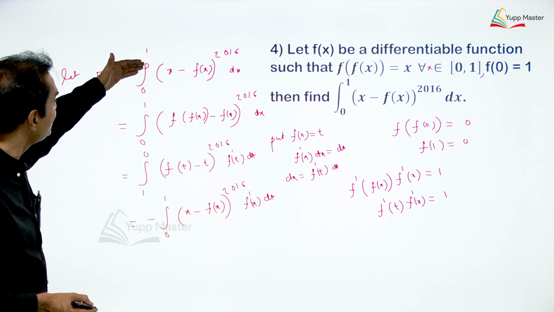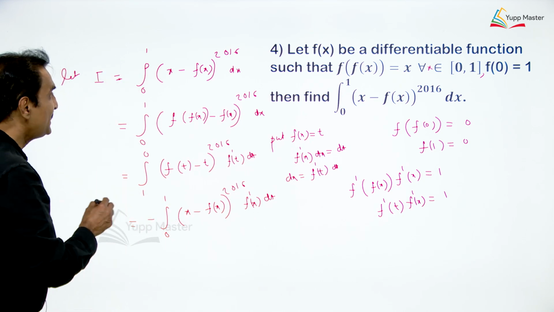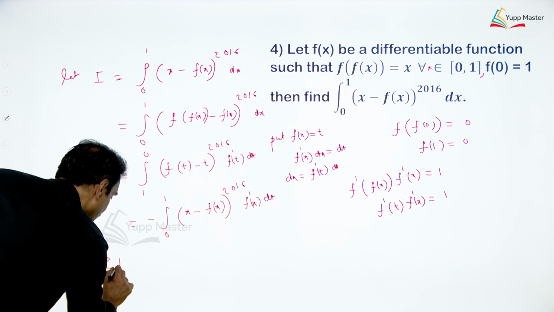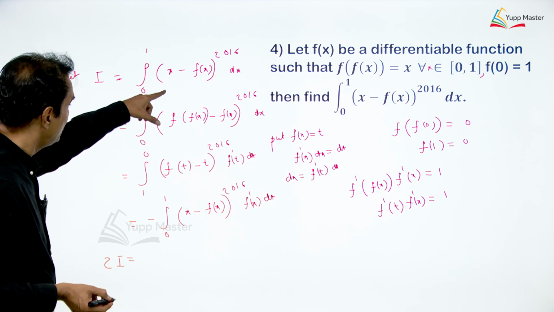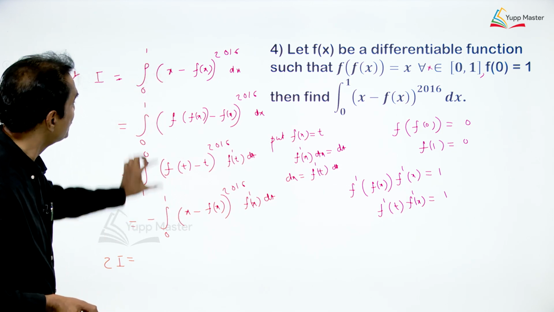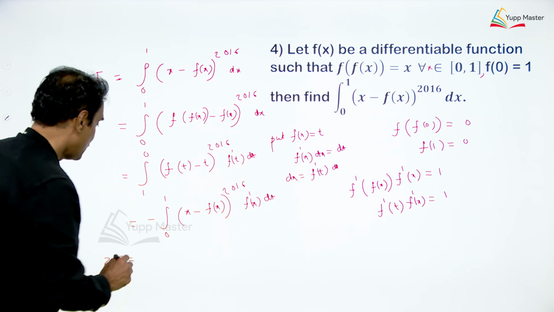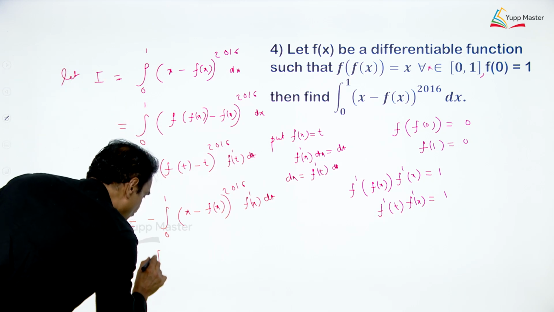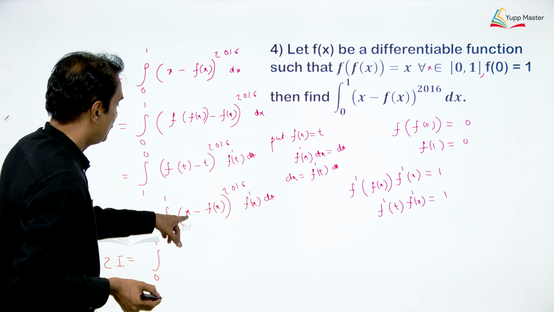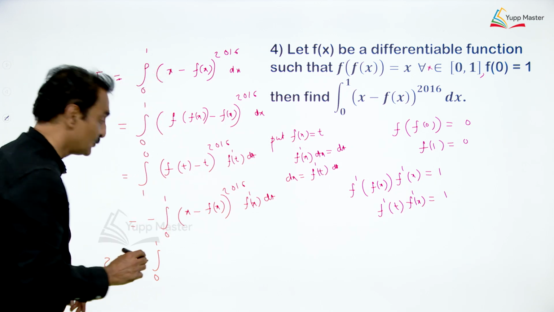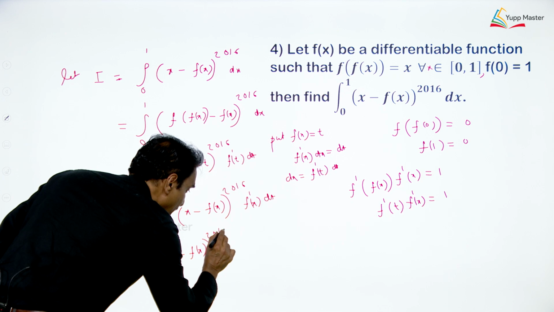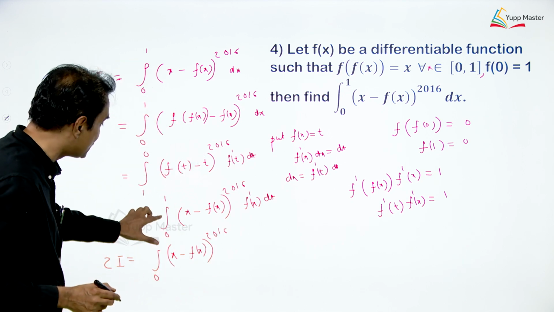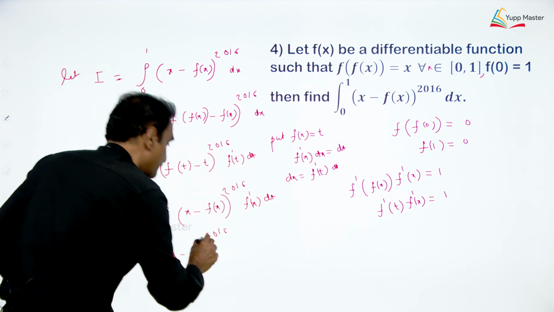Now, adding this and this, 2I is equal to, what happens? This will be common, limits of integral are common, limits are same. So, integral 0 to 1, what will we get? x minus f of x whole power 2016 into 1 minus f dash x.